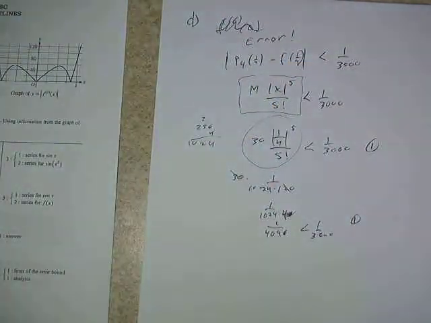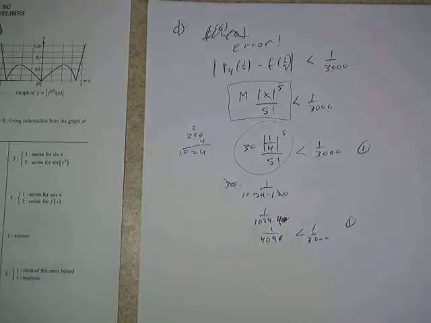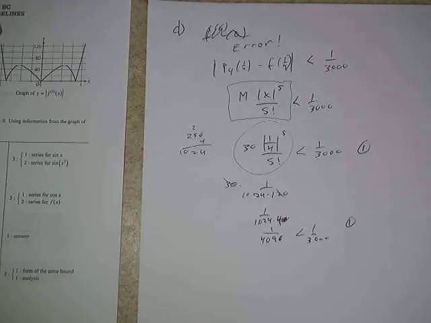So with that, we got ultimately two points for that. One if you had the correct form of the error bound, which is ultimately this part right here. And another point if you showed that it was in fact less than 1 over 3,000.